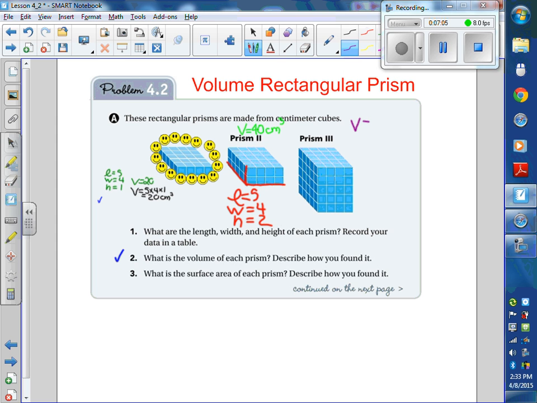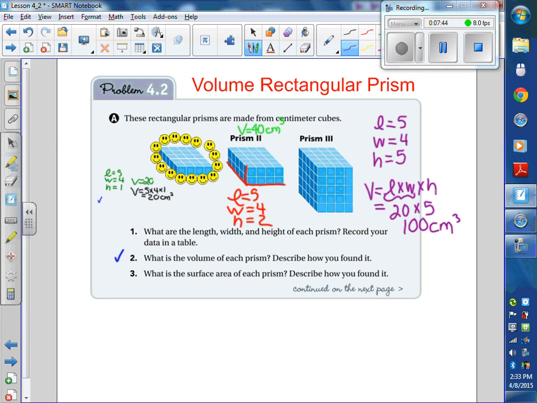Even though we could go the long way here and say the length is 5 and the width is still 4. Now the height is 5. So we could do the rule, length times width times height. But we could also say we already knew this was 20, and there's 5 levels of it. And that's what, Jake? It's 100 what? Centimeters cubed. So raise your hand if that makes sense.